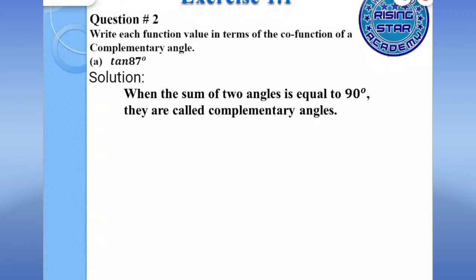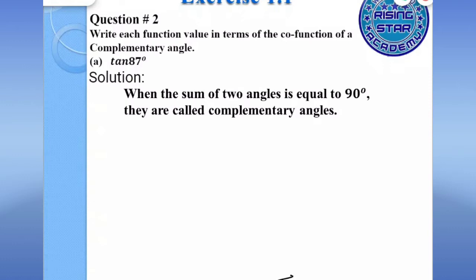But here we need to find the co-function of a complementary angle. So what would be the co-function? If we subtract the given angle from 90, then we will get the co-function of a complementary angle. So let's start the question. Here we have tan of 87.